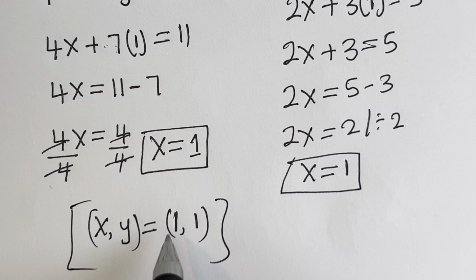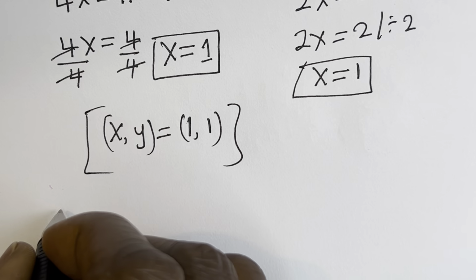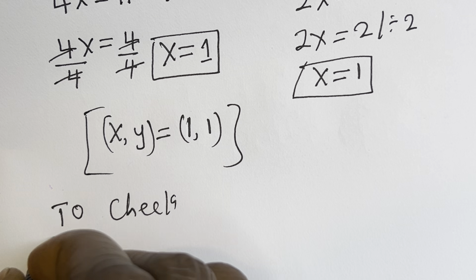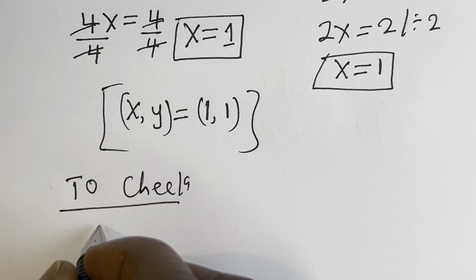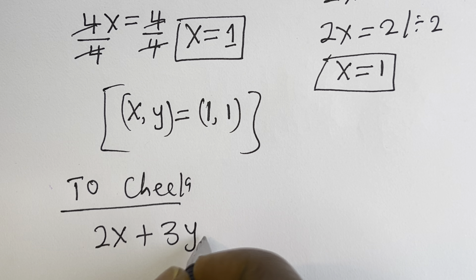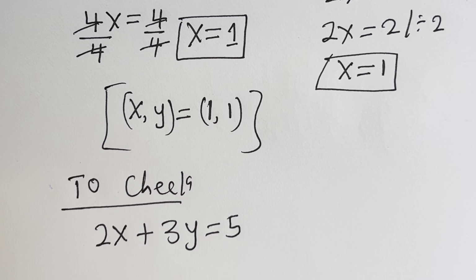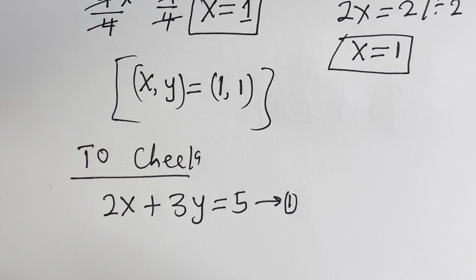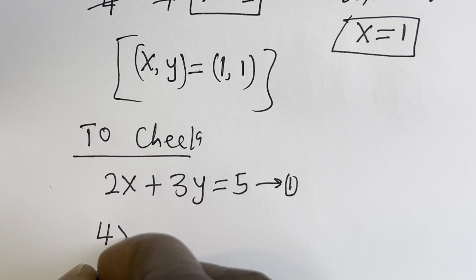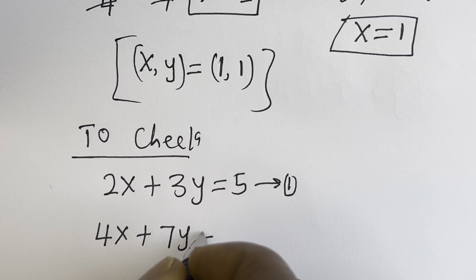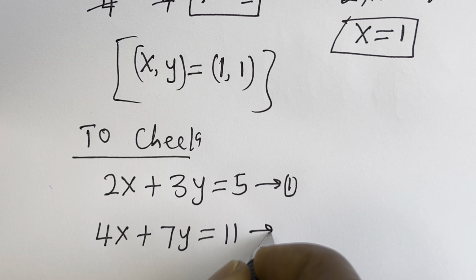We may check to confirm if this answer is right or wrong. Let's check. To check, we have the given equation 2x plus 3y is equal to 5. This is equation 1. Then 4x plus 7y is equal to 11. This is our equation 2.